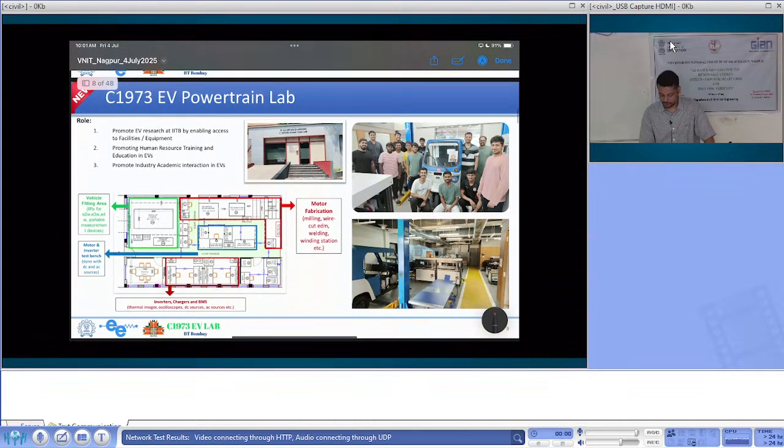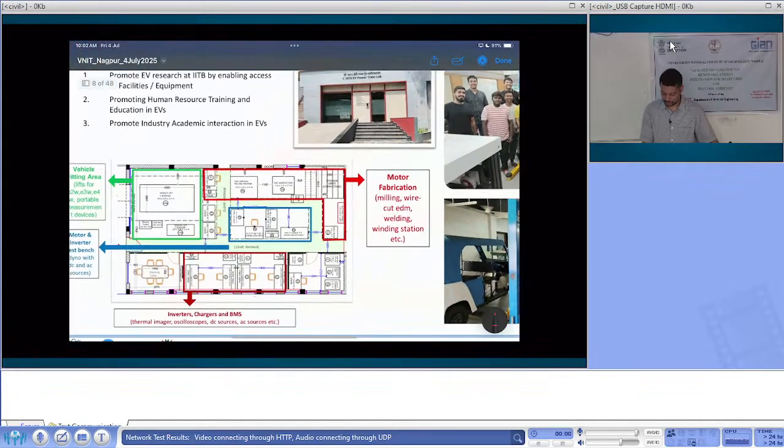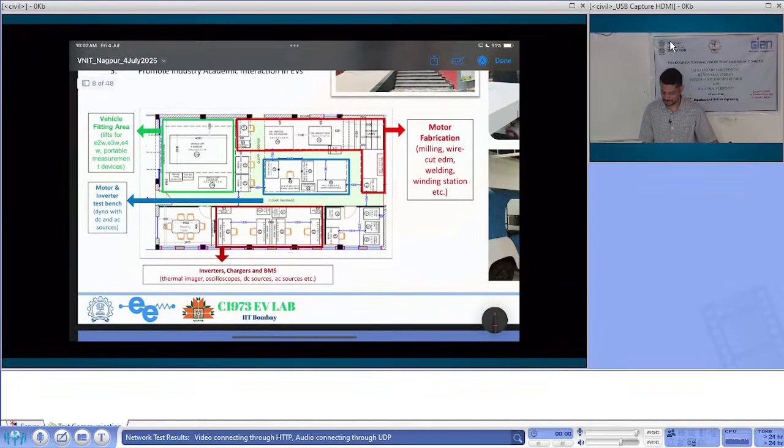Okay, this was the other logo. This corresponded to the other logo which was there in the beginning. So this is the Class of 1973 EV Powertrain Lab. Yeah, this is established more than a year back, and the main idea behind setting up of this lab is that we of course have individual labs, right?